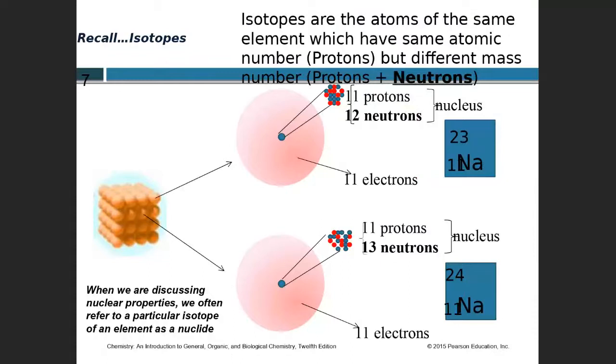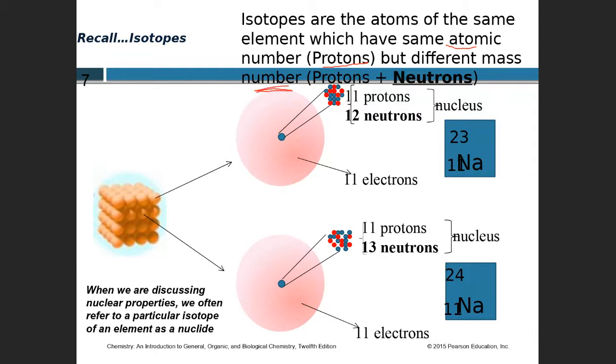Let's revisit the meaning of isotopes. We talked about isotopes, I think, in week 4, and we said that isotopes are atoms of the same element which have the same atomic number, or number of protons, but different mass numbers. What is the mass number? It is the number of protons and neutrons.